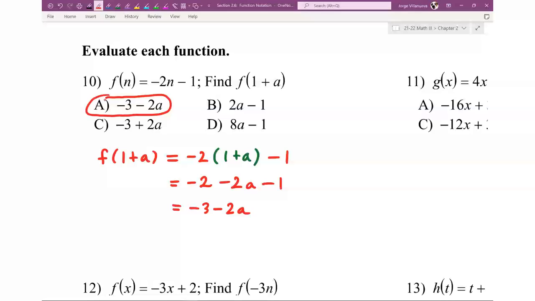So right now we'll do number 13. So you can see number 13.